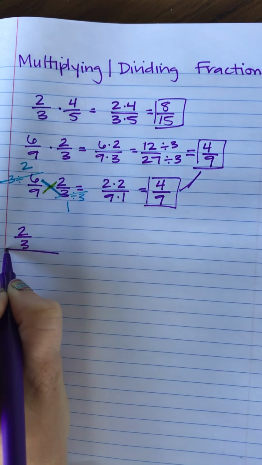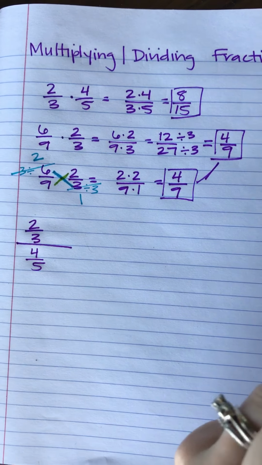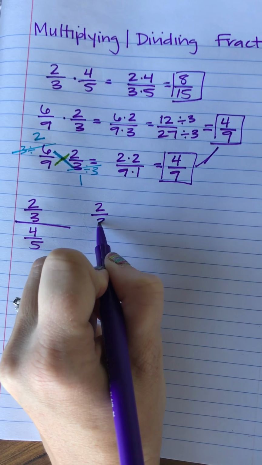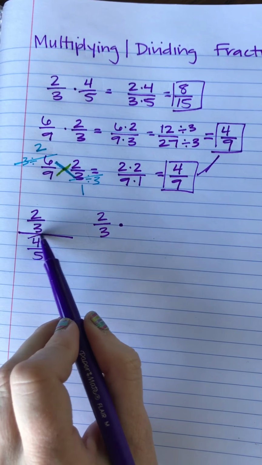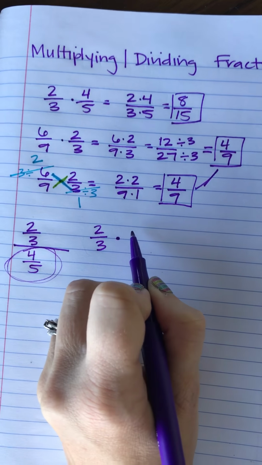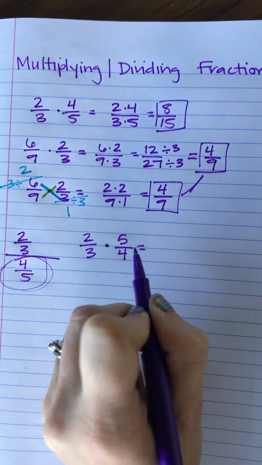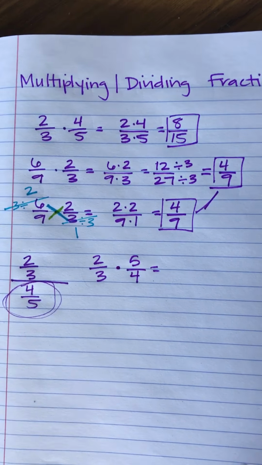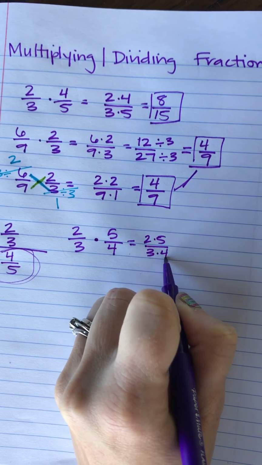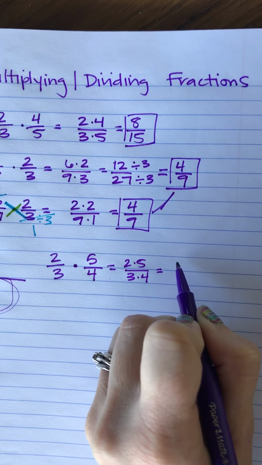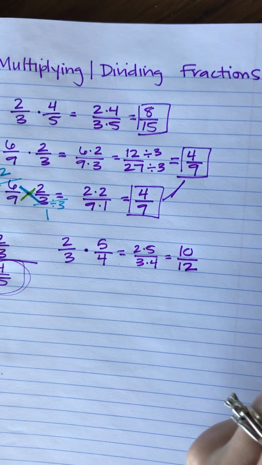2/3 divided by 4/5. All right, so 2/3 is staying the same. We're not going to do anything to that. And then we're going to multiply, and we're going to flip this number right here. So it's actually going to be 5/4. So 2 times, and then you just multiply straight across. So 2 times 5 and 3 times 4. So 2 times 5 is 10, and 3 times 4 is 12.